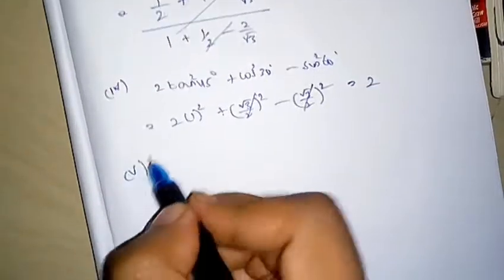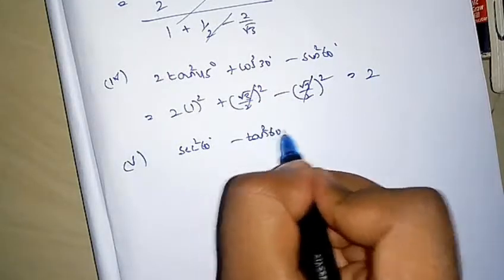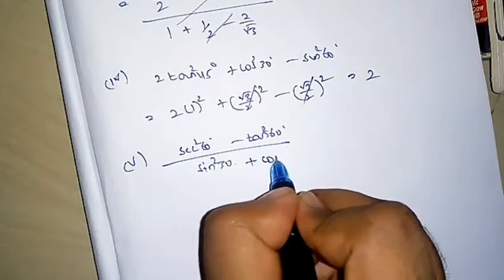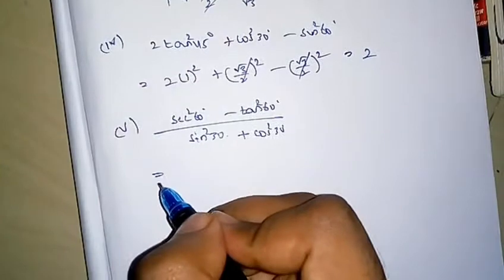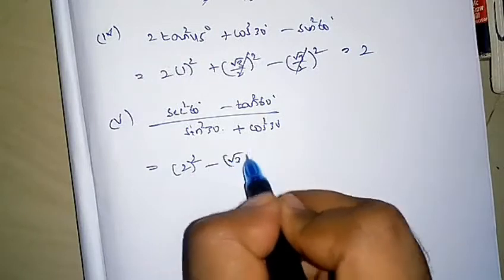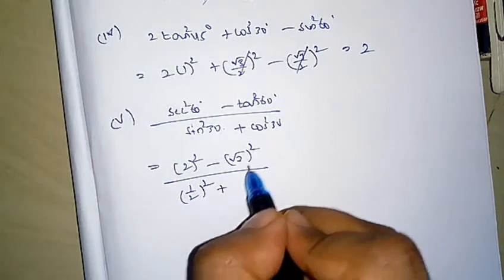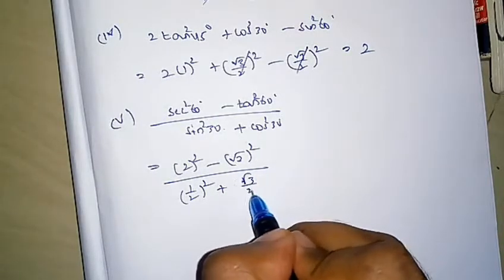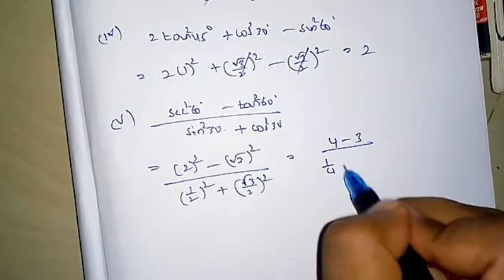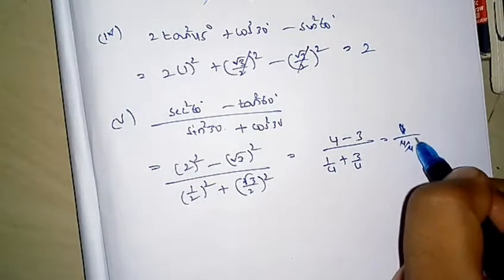Next, fifth question. Secant square 60 degrees minus tan square 60 degrees by sin square 30 degrees plus cos square 30 degrees. Secant 60 is 2 square minus tan 60 is root 3 whole square by sin 30 is 1 by 2 whole square plus cos 30 is root 3 by 2 whole square. This will be equal to 2 square is 4 minus 3 by 1 by 4 plus 3 by 4, which is equal to 1 by 4 by 4, equal to 1. So it is 1.